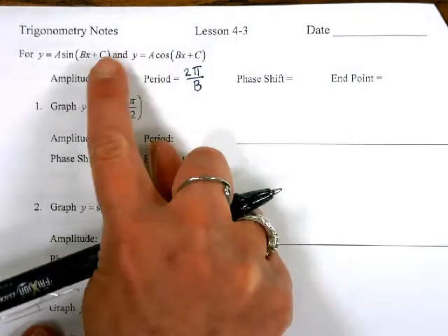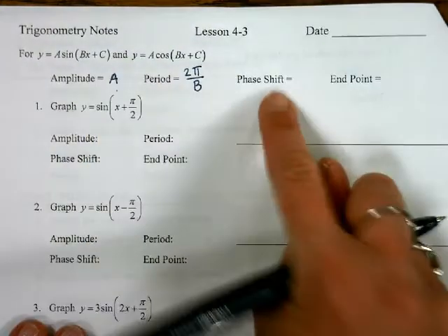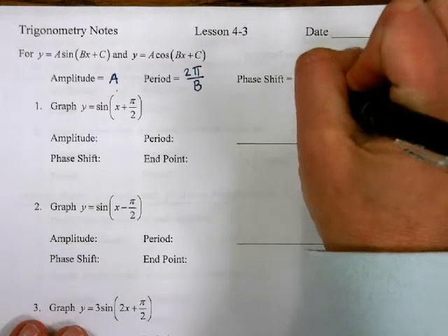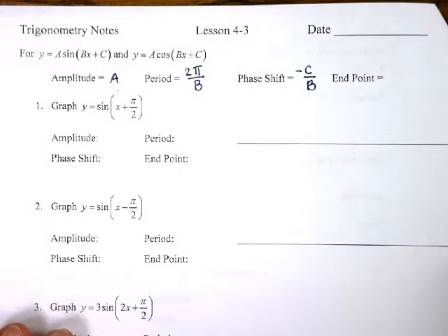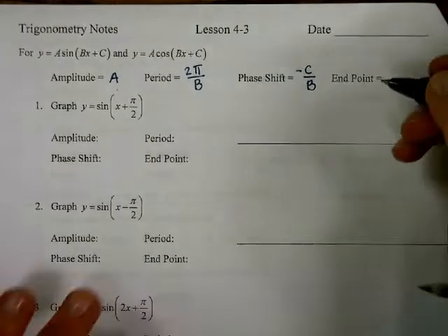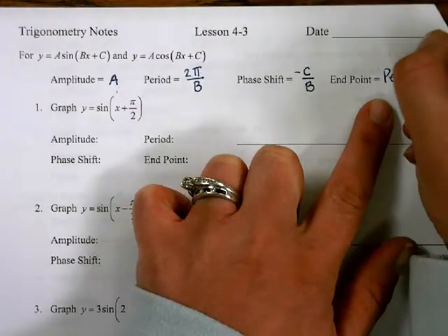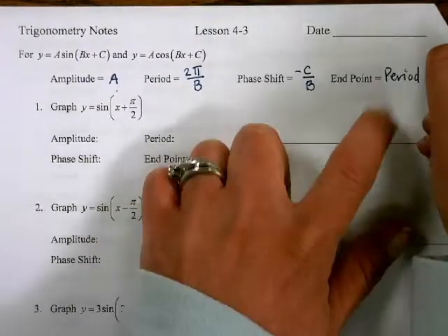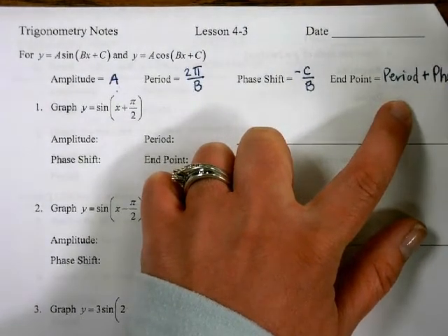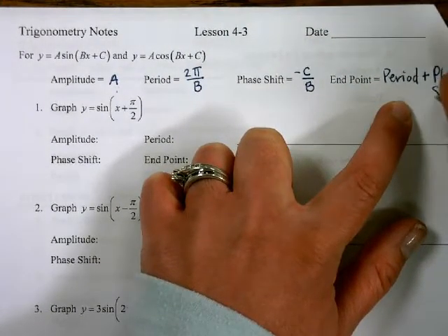Notice now how we're adding C. So we get what's called a phase shift, and a phase shift is negative C over B. And then something that we get is called the endpoint. Remember, we're graphing 5 points. So I'm going to take my period plus my phase shift, and that's where I get my endpoint.